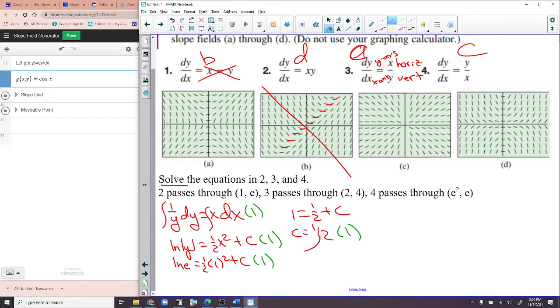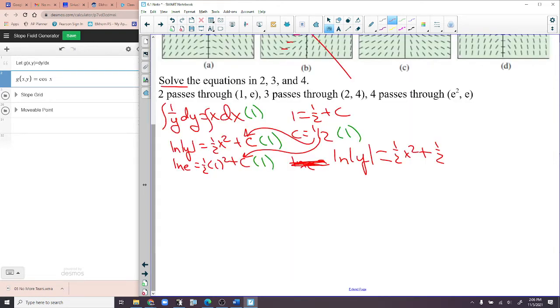All right, so now we're going to plug the 1/2 into here. Natural log of absolute value of Y is equal to 1/2 x squared plus 1/2. Now I said you get 5 points. The last point is getting Y by itself. Logs and natural logs always equal the exponent, so this whole mess is the exponent. So Y is equal to e to the x squared over 2 plus 1/2.